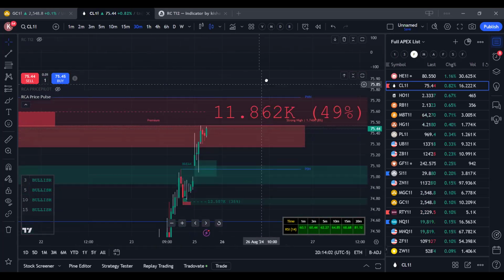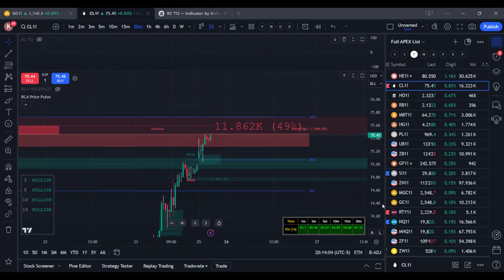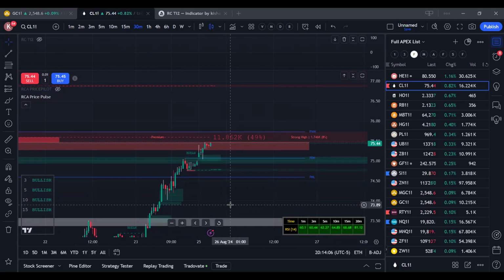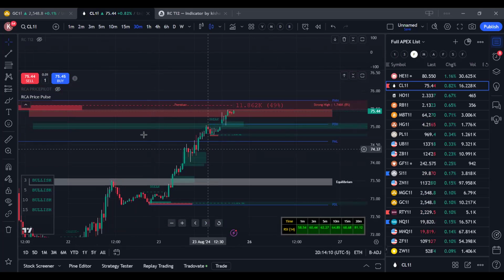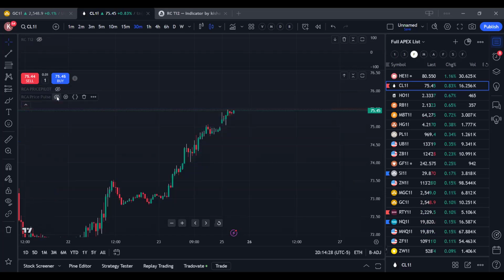Price pulse is like the master version of the price pilot. Price pilot is a simple subversion of price pulse. So you can use price pulse along with TI2, or you can use price pilot along with TI2. And if you have the confidence, you can.